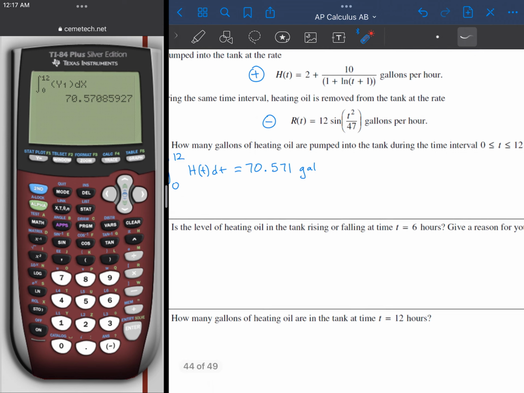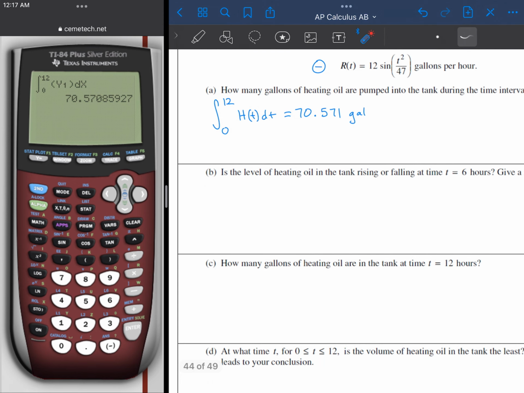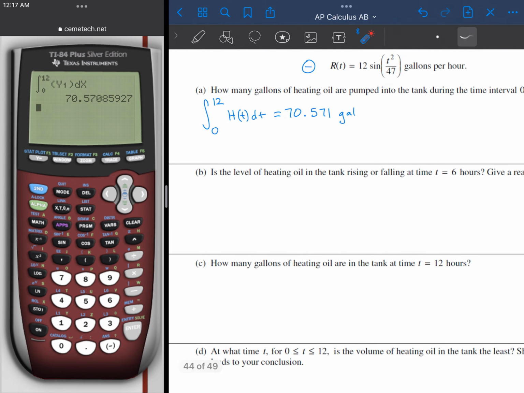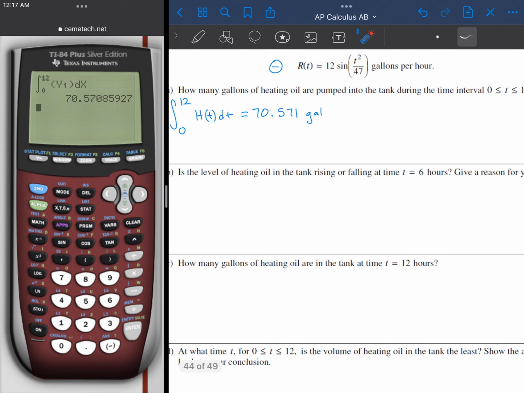Let's go ahead and do part B. Is the level of the heating oil in the tank rising or falling? Okay, well, now we're talking about that y3 function that we made. We're doing the positive minus the negative, and that is the overall rate for the entire tank, which is what this question is asking for. The overall oil in the tank, is that going up or down? Well, we're going to compare. Is that y3 function that we made a positive or negative rate? If it's a positive rate, then it's going up. If it's a negative rate, it's going down.